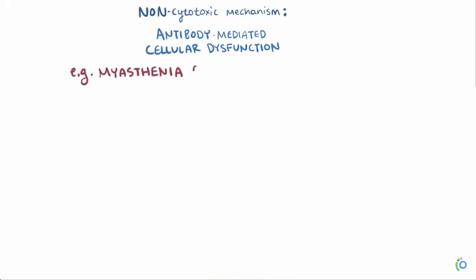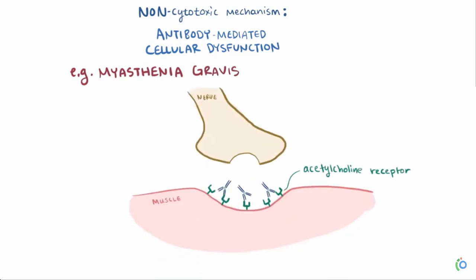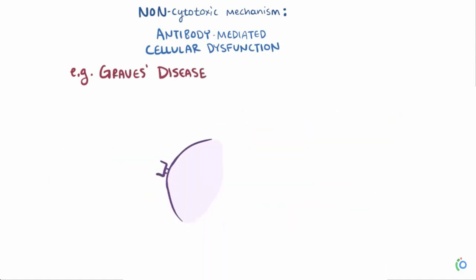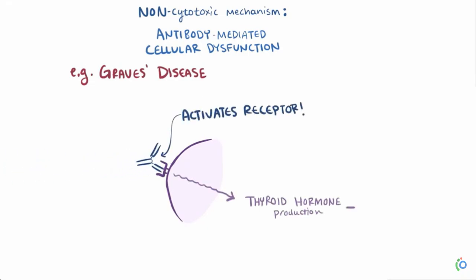This is the case in the autoimmune disease myasthenia gravis, where antibodies specific to the acetylcholine receptor in muscles simply block the binding of acetylcholine, which causes the muscles to not get stimulated and progressively weaken over time. This mechanism is also involved in Graves' disease, where antibodies target receptors that stimulate thyroid hormone production. But in this case, they not only get in the way, they actually activate the receptors, causing overproduction of thyroid hormone, or hyperthyroidism.